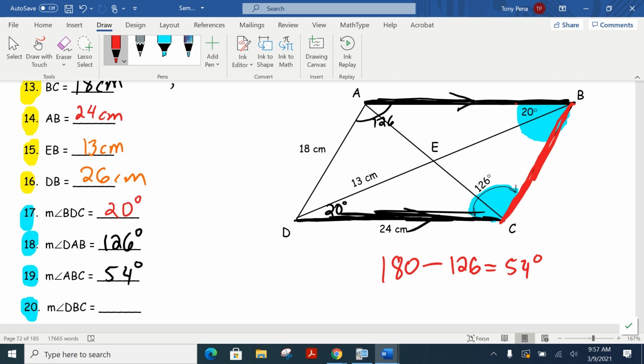Anybody else have a different way to explain this? Anybody else know what words I was expecting to come out of people's mouths? Consecutive angles, right? Isn't this angle here consecutive to this angle right here? And in a parallelogram, aren't consecutive angles supplementary? All right. So that would give us the exact same thought process that this has to be 54 degrees. So angle ABC is 54 degrees.